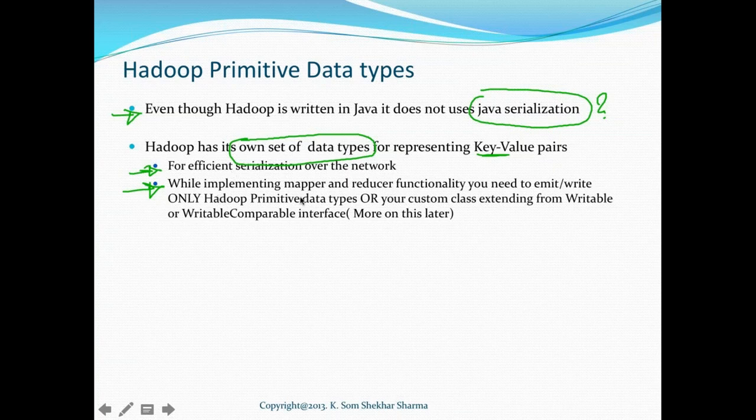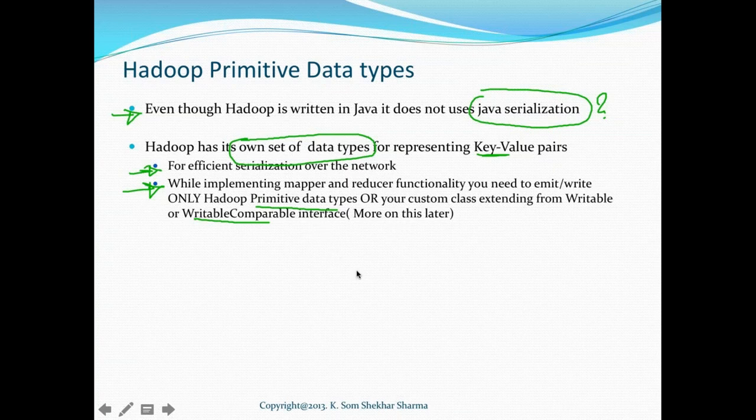So while implementing mapper and reducer functionality, you will see very soon that when we write the mapper and reducer logic, we need to emit or write only Hadoop primitive data types, or your custom class extending from the writable comparable interface. Basically here it's talking about custom keys and custom values. Let us not worry about this.